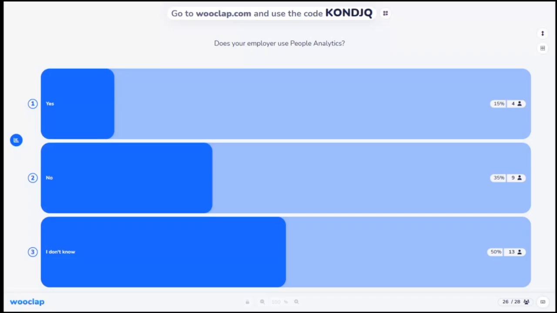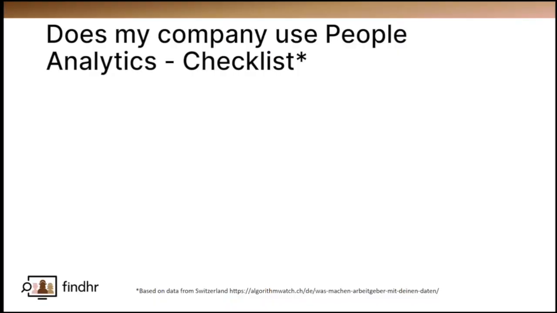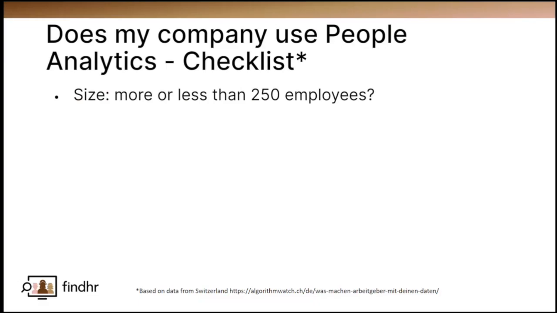So yeah, this makes a lot of sense to me because we usually don't know if our company is using people analytics, and if it is, what it's using it for, what is being tracked, and which decisions the program may be making about employees. So I just wanted to share a very quick, superficial checklist. It is not in any way comprehensive, but these could be some signs that it's more likely that your company is using people analytics.